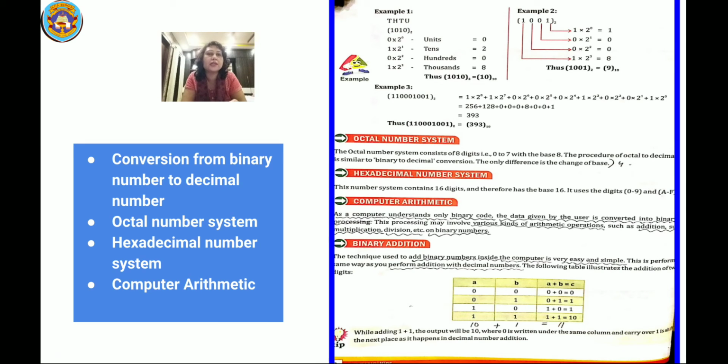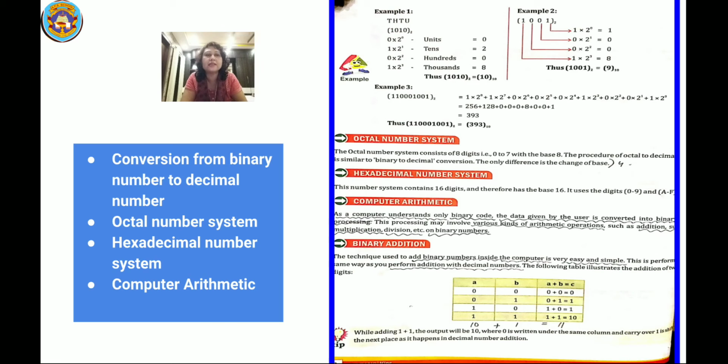Next we have the octal number system. Now what is the octal number system? The octal number system consists of 8 digits, that is from 0 to 7, and the base of the octal number system is 8. The procedure to convert a decimal number to an octal number is the same as the decimal to binary conversion, but the only difference is the change of base. Instead of 2 we will have the base as 8.